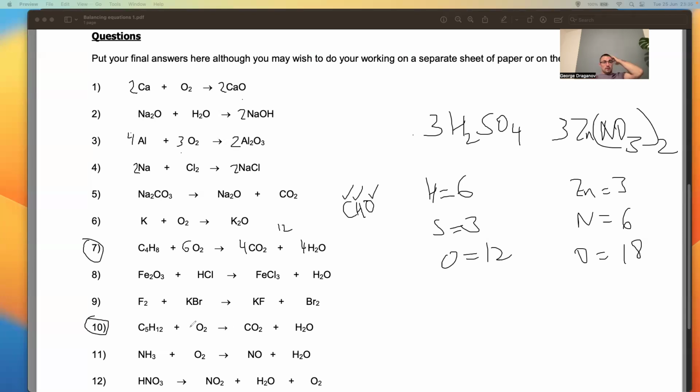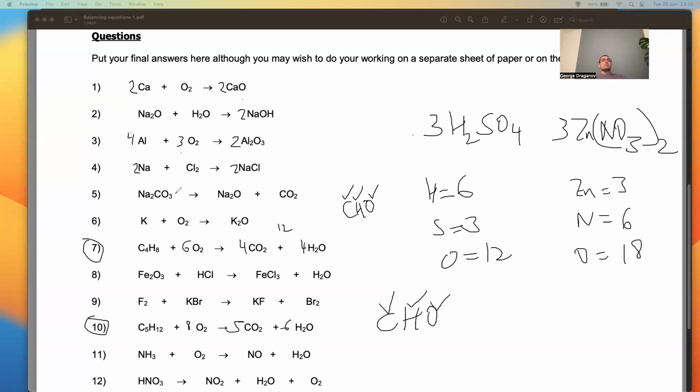So number 10 is similar as well. If I write out CHO, carbons first, 5 here, 5 here. Hydrogens are 12, 2 here, so 6 times 2 is 12. And oxygens, 5 times 2 is 10, and 6 times 1 is 6. So 10 plus 6 is 16. So this must be 8, because 8 times 2 is 16. And that's what we mean by putting big numbers in front.